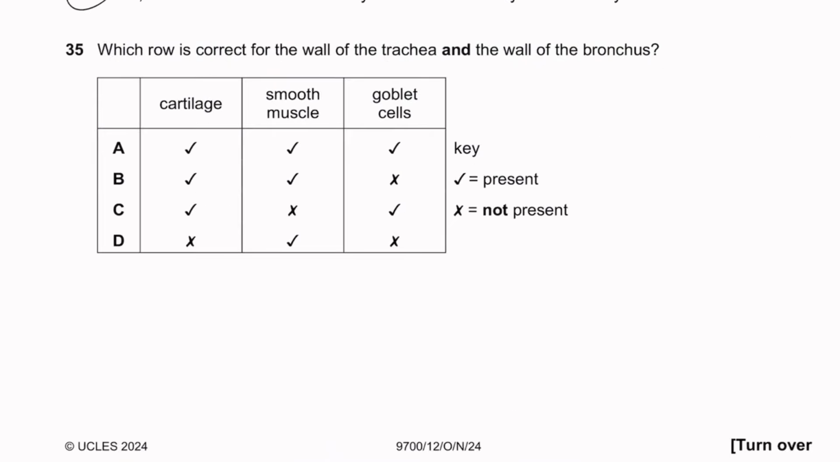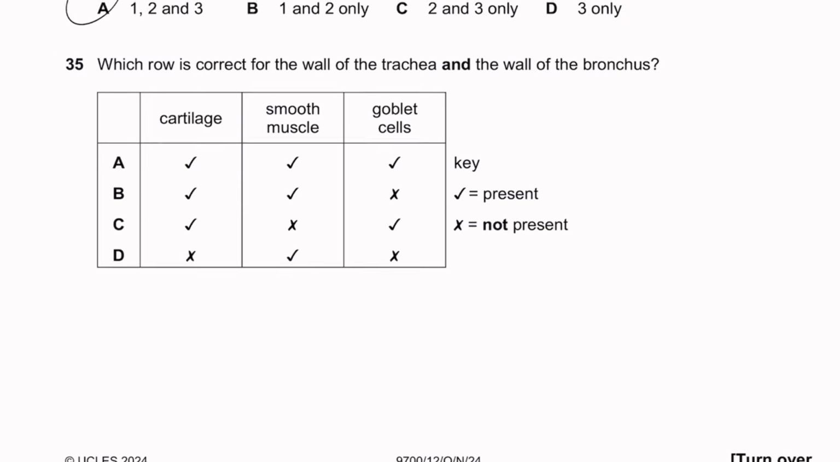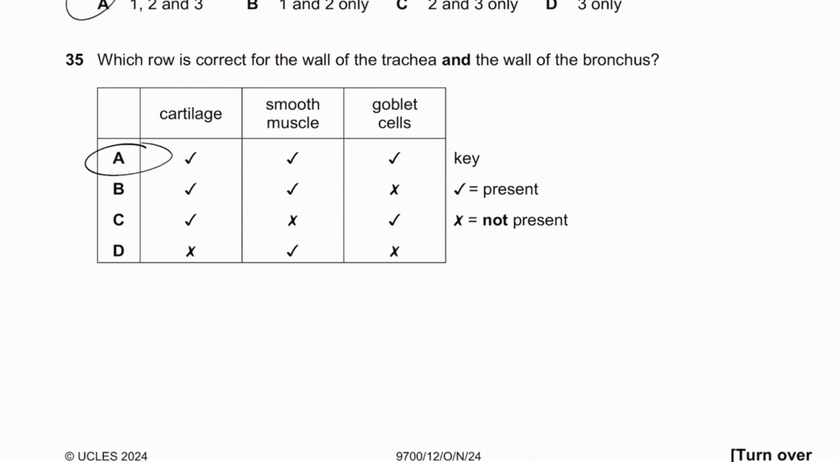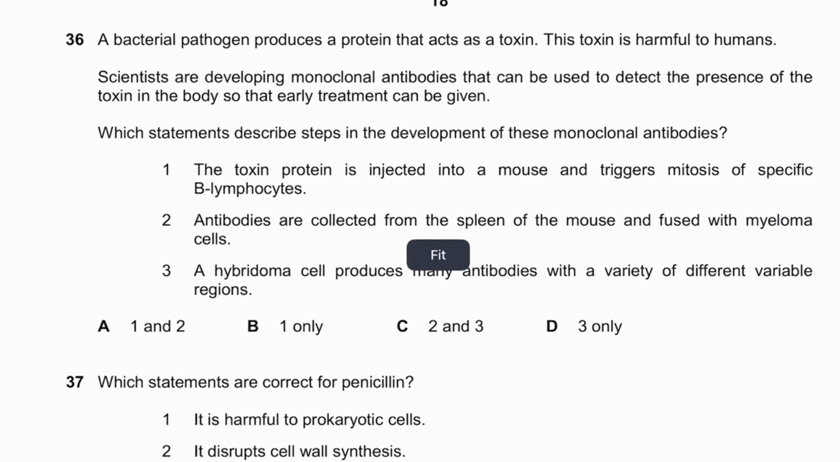Which row is correct for the wall of trachea and the wall of the bronchus? Cartilage, smooth muscle, goblet cells are found in both equally, so that's A. Moving on to 36, a bacterial pathogen produces a protein that acts as a toxin. The toxin is harmful to humans, and scientists are developing monoclonal antibodies that can be used to detect the presence of toxin in the body so that early treatment can be given. Which statements describe steps in the development of these monoclonal antibodies?